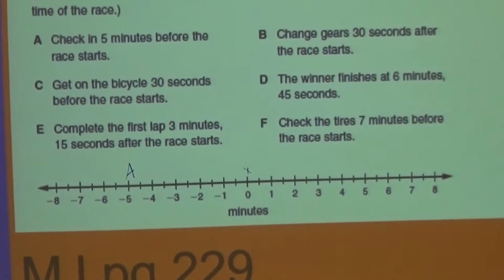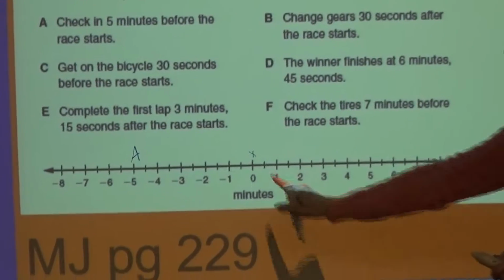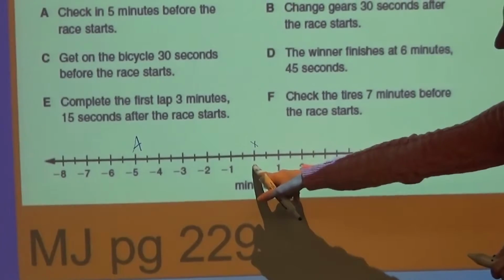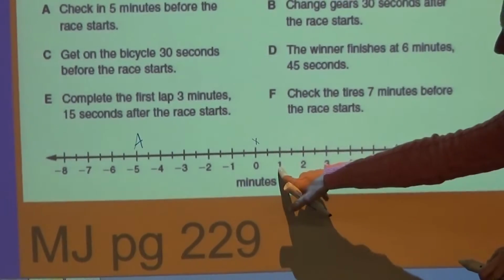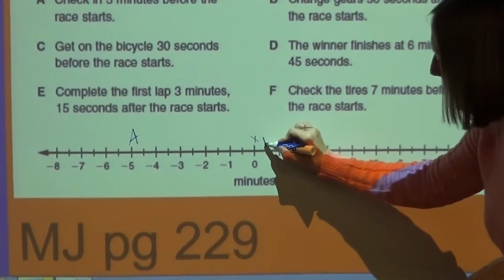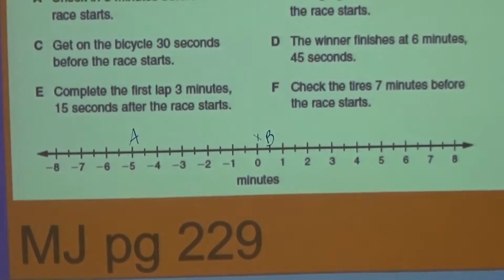Change gears 30 seconds after the race starts. So again, if my race starts at 0, 30 seconds later, well, 1 minute, I know 30 seconds is half of a minute, so letter B would go here.